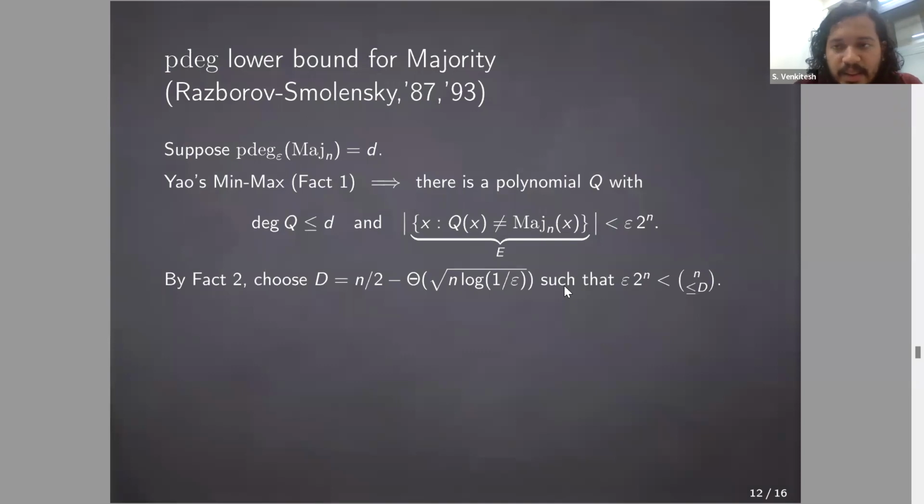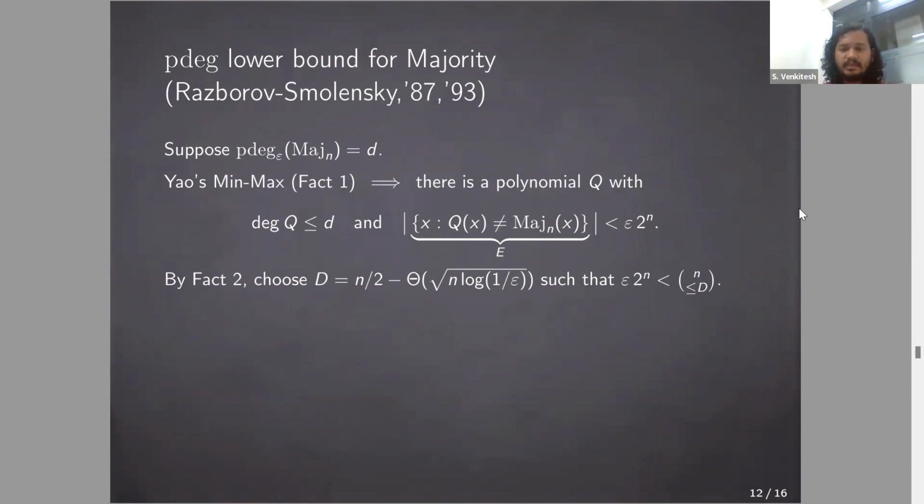So you can consider n by 2 minus theta square root n log 1 over epsilon as your new degree parameter, capital D. And this will already exceed the number epsilon times 2 to the n, because the number of monomials of degree at most D is going to be close to a constant fraction of the number of points in the hypercube, but epsilon times 2 to the n is much smaller than that. So you can adjust the constant inside this theta and make sure that such a D can be chosen. That's not an issue at all.